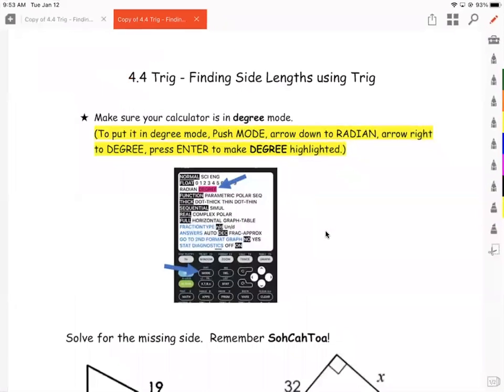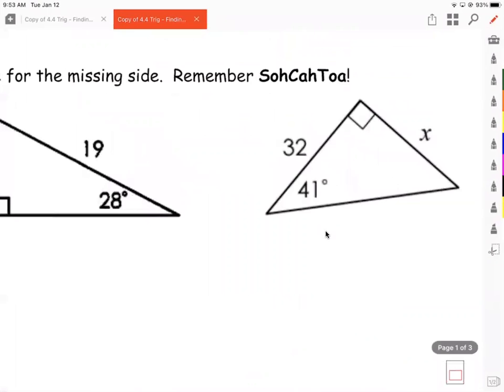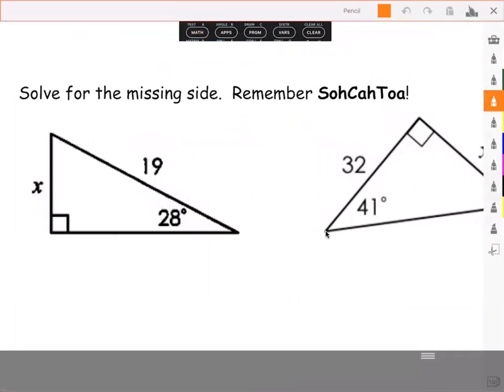All right, now that our calculators are in the correct mode, let's look at solving. So solve for the missing side. I have a right triangle and I have a missing side here of x. I'm going to use trig to figure out how long that side is. So I first need to look at the information given to me to decide, do I have the hypotenuse? Do I have the opposite? Do I have the adjacent? Which two do I have?